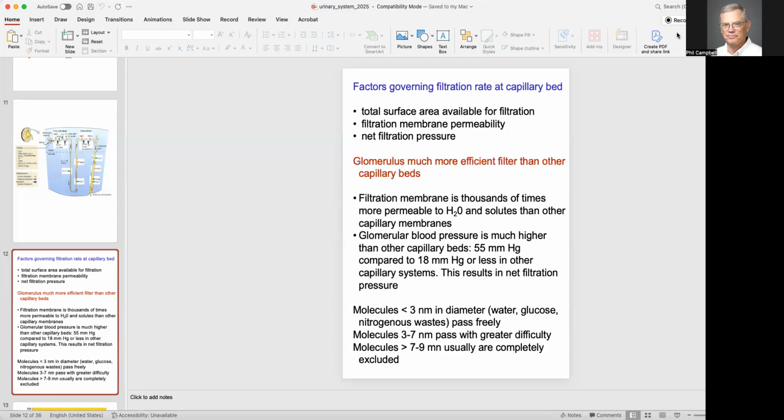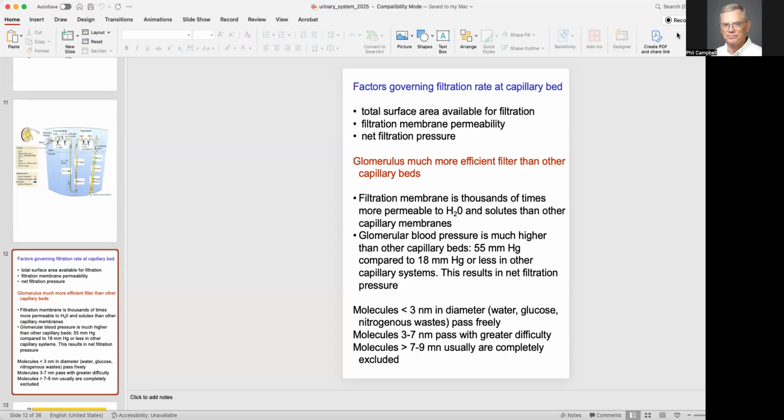All right, now let's focus on filtration. I want to do this because what happens in the glomerulus is unique to the glomerulus. It's unique to the nephron. It's unique to the kidney. It's the only place it happens, right? So basically, filtration within the aspect of the glomerulus is a function of three things. It's a function of the total surface area available for filtration. Remember your Fick. It is the permeability of that membrane, and it also is dependent upon the net filtration pressure.